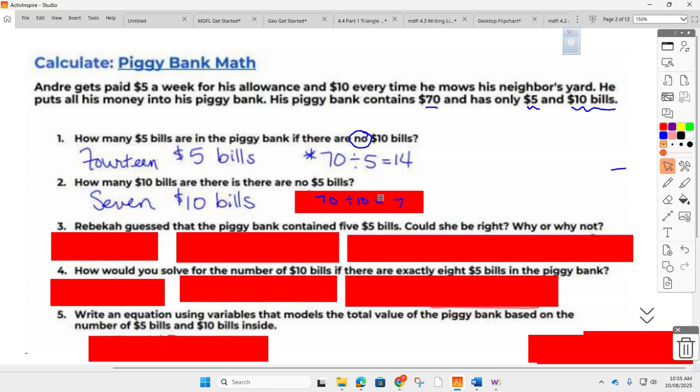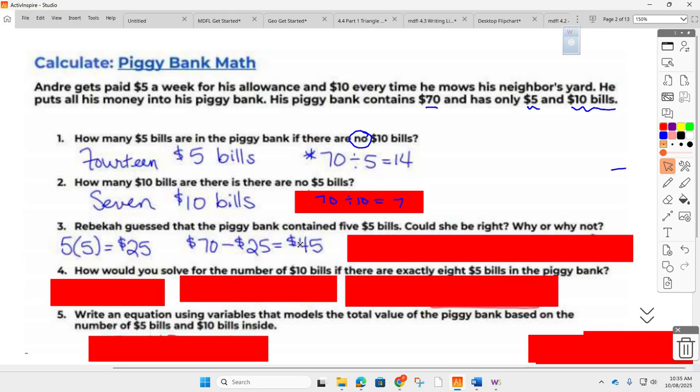Okay. Number 3 says, Rebecca guessed the piggy bank contains $5 bills. Have you ever looked at something and like, ooh, how many jelly beans are in a jar? How many red jelly beans are in the jar, right? So Rebecca's guessing that this piggy bank contains $5 bills. Is there any way she's right? What would $5 bills be worth? $25. That makes sense. How much money is left? If there are $5 bills and all the rest are $10 bills, the rest would be $45, right?